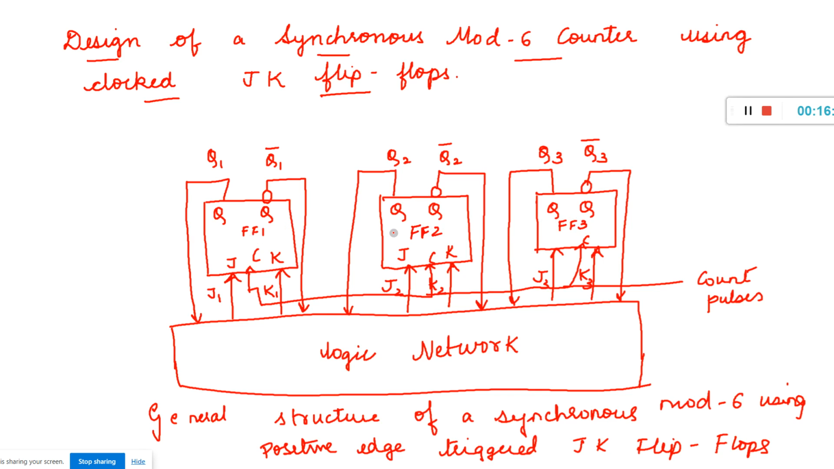Okay, so this is the first flip flop, this is the second flip flop, this is the third flip flop. Obviously it has J1 K1, J2 K2, J3 K3 as inputs to the flip flops respectively. Next Q1 Q1 bar, Q2 Q2 bar, Q3 and Q3 bar. These all are connected to this logic network. Okay, this logic network we need to design. These flip-flop inputs and outputs are connected to the logic network.